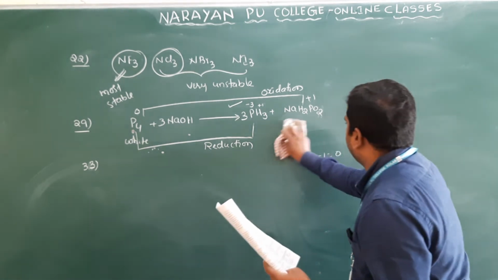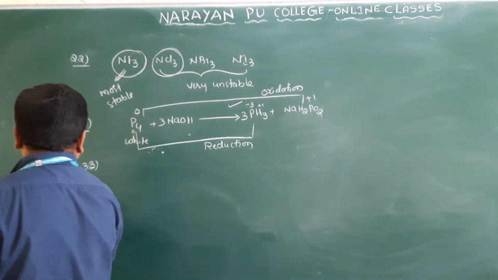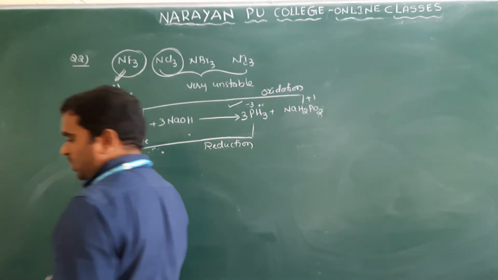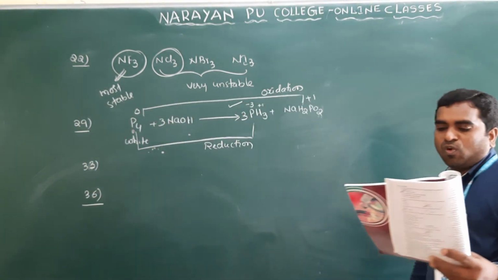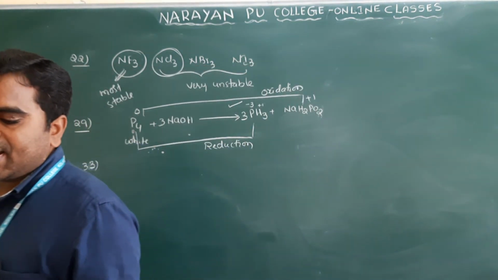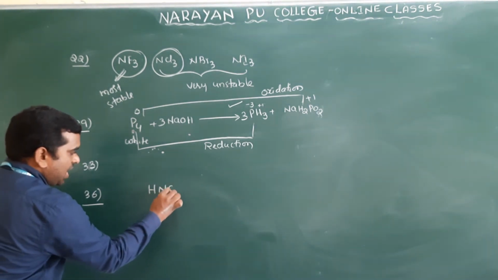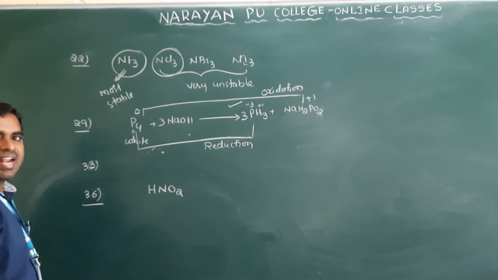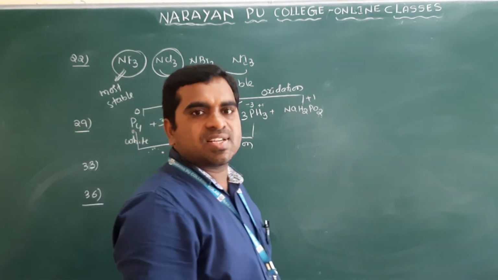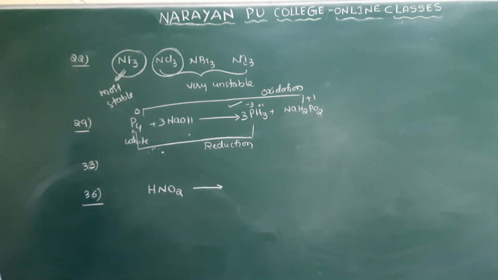Question number 33 done. Next, coming to question number 36. Which of the following statements is wrong for NO? It is an anhydride of nitrous acid. What is the nitrous acid formula? HNO2. HNO3 is nitric acid, and HNO2 is nitrous acid. They are saying NO is an anhydride of HNO2. Check whether it is correct or wrong.